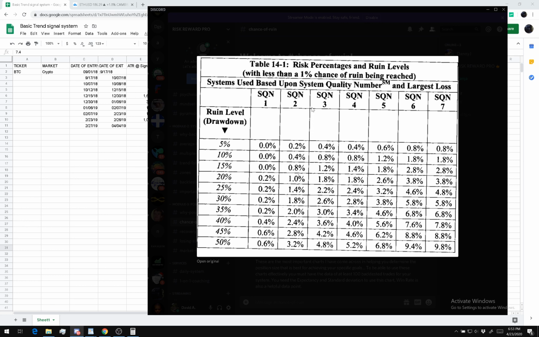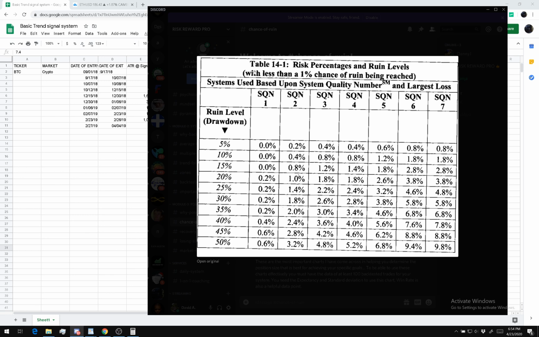So here we go. This is our drawdown level. So if we have an SQN score of 3, and we do not want to lose 5% of our account, that's our top priority. With an SQN score of 3, we are going to use a 0.4% risk percentage per trade. We are only going to risk 0.4% of our account per trade.